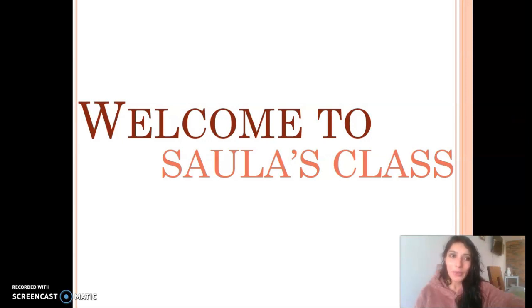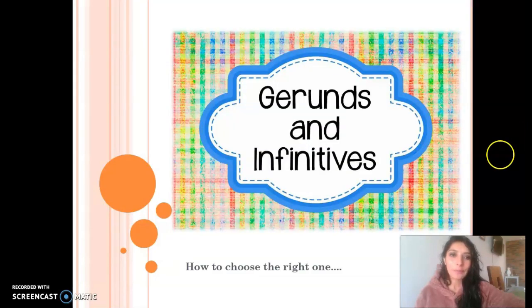So we're going to start with the topic of today, that is gerunds and infinitives. We're going to know how to choose the right one. We're going to know when we have to use gerunds and infinitives, when they are working as objects of the verb. So what does it mean? It means that we're going to choose the right option when we have two verbs together.